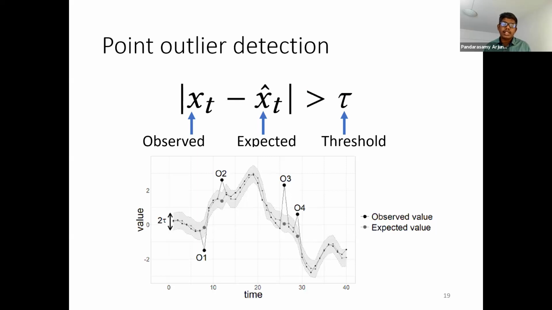For example, in this figure, the data points O1, O2, O3, O4 are examples of outliers. The expected value at that particular time is given as a gray box around the data point, but these data points O1, O2, O3, O4 look higher or lower than the expected values. So this is the general setting for point outlier detection.